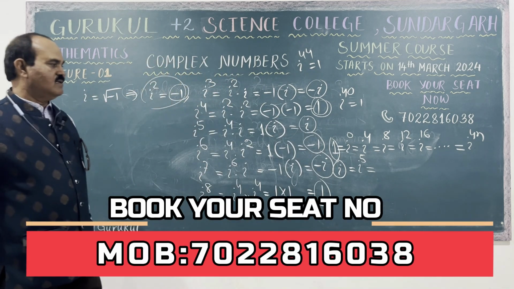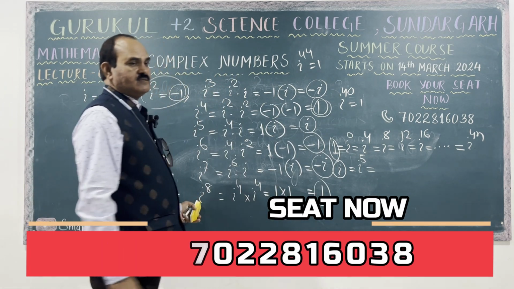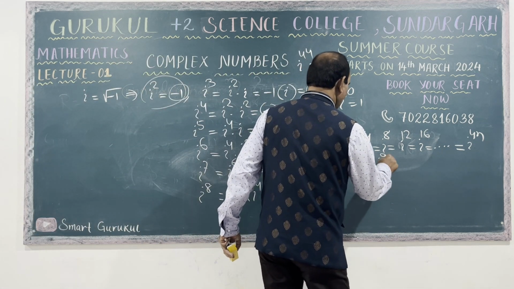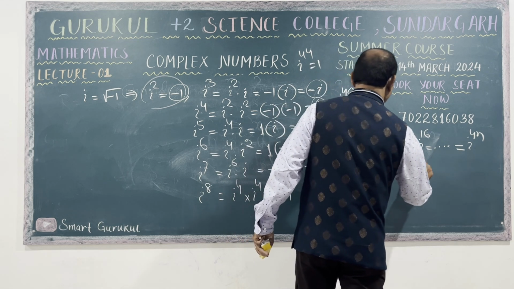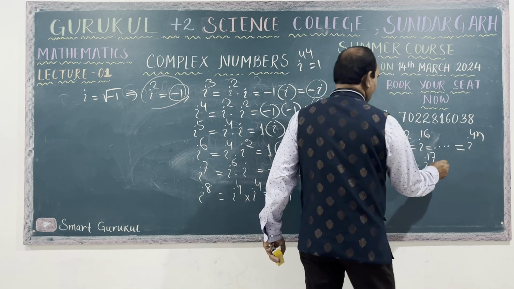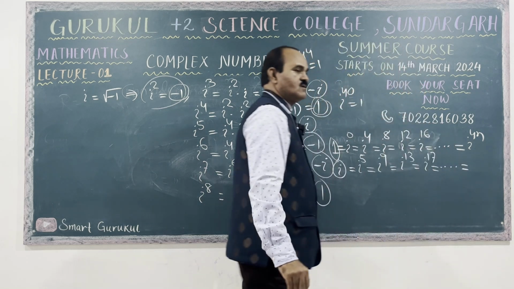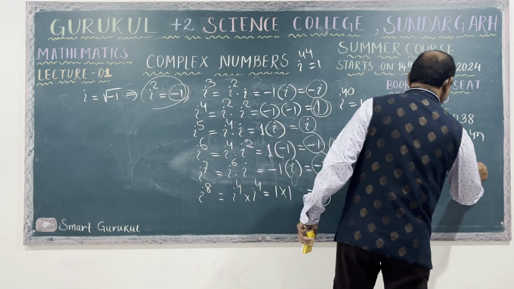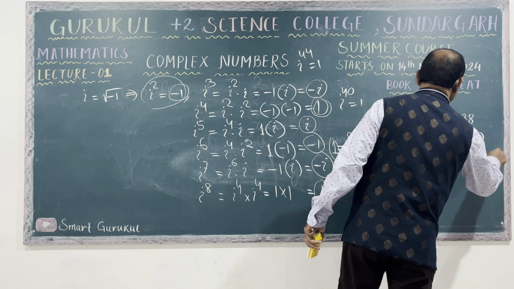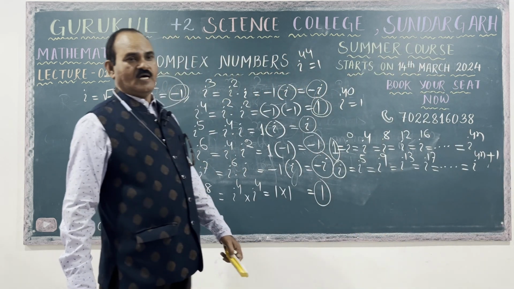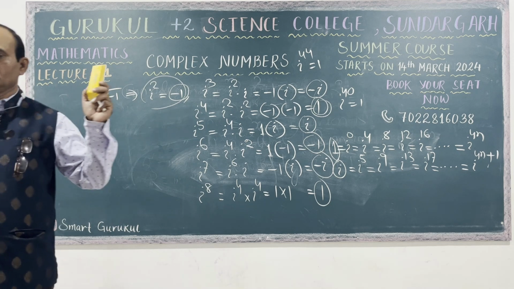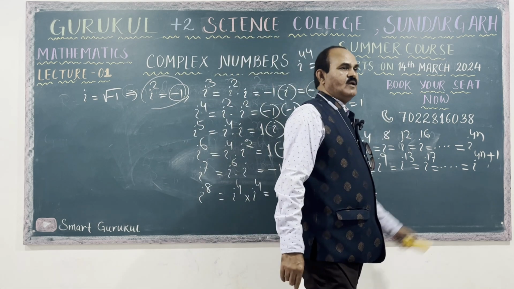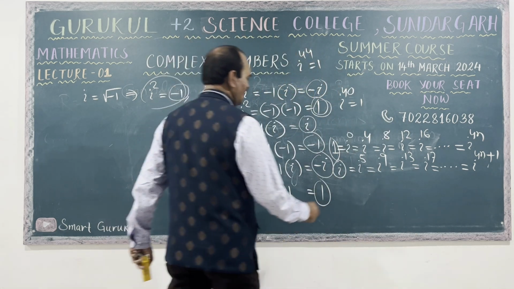Then I will come when the power of i is 9. I power 9, then i power 13, i power 17, and the common pattern for the power of i whose answer is i is 4n plus 1.